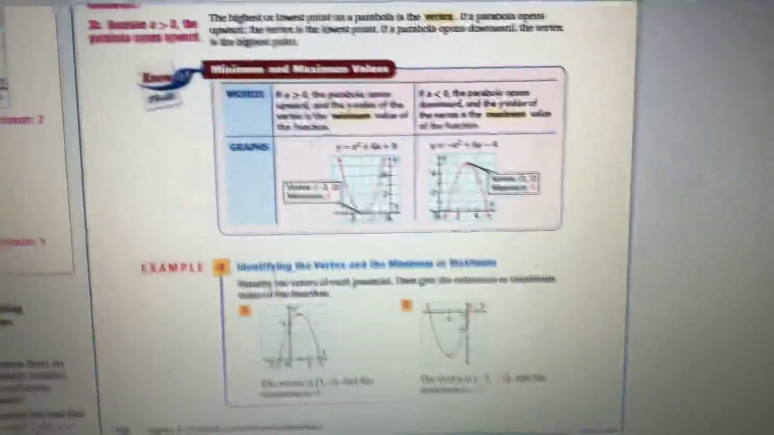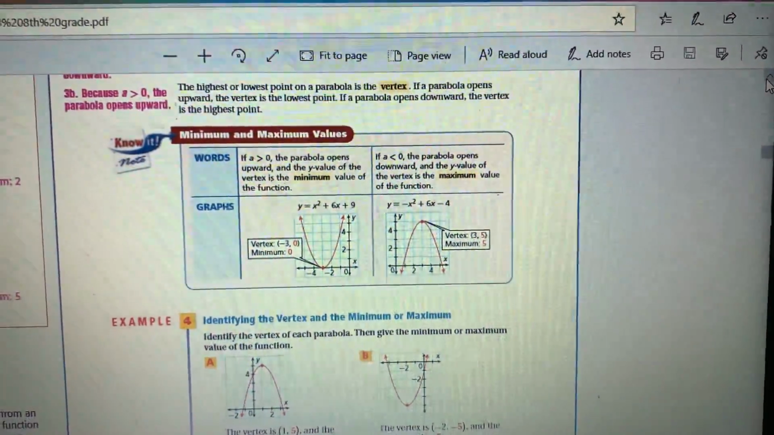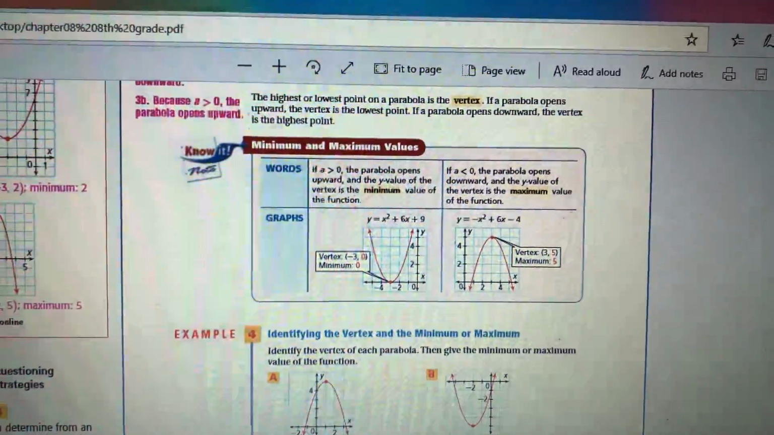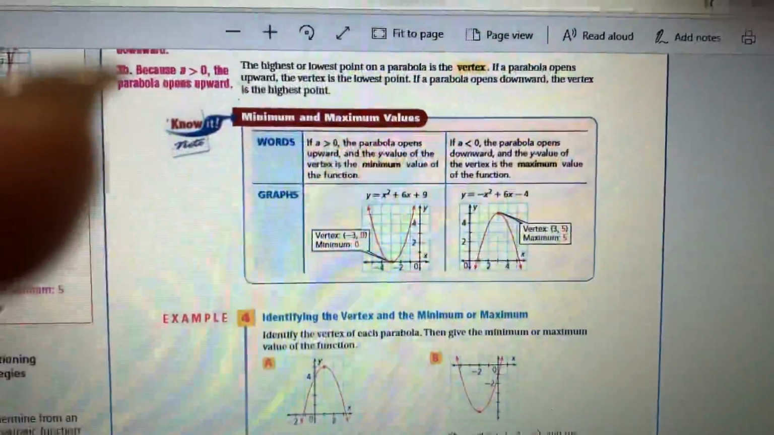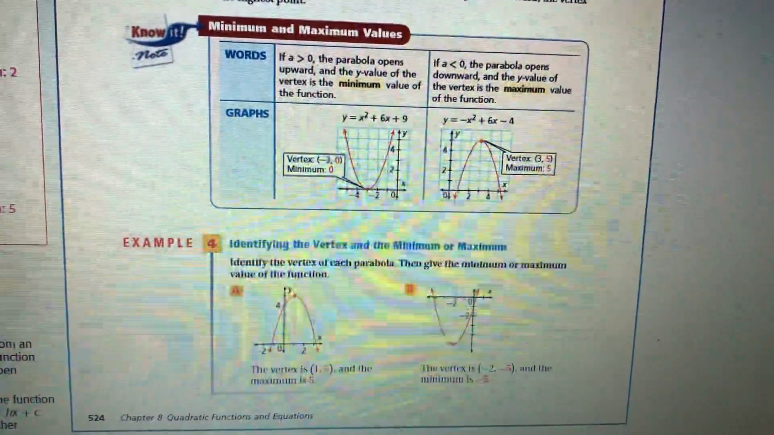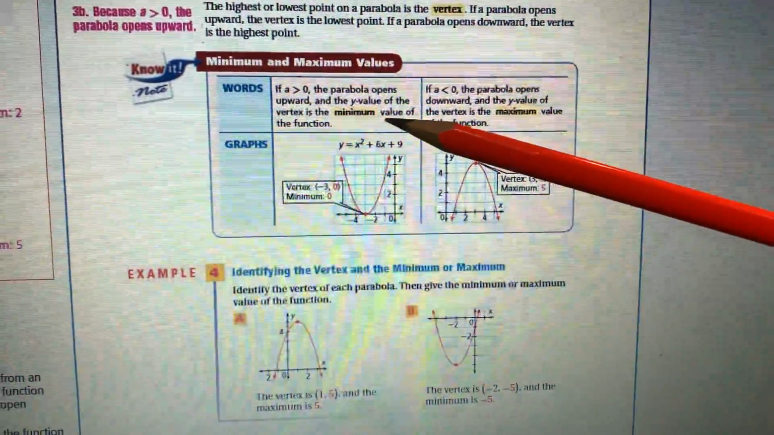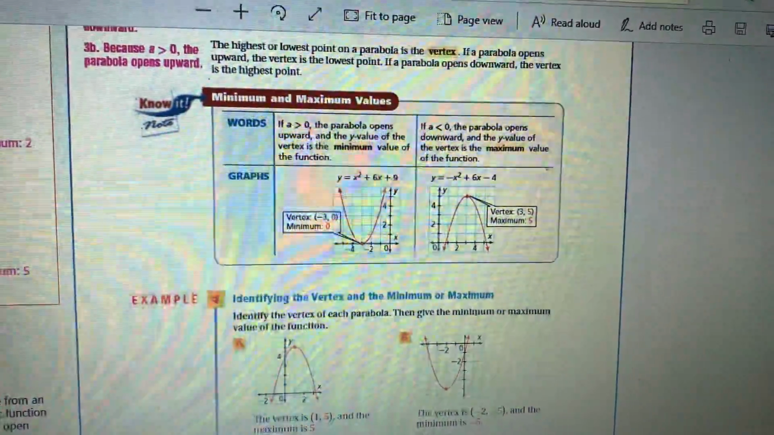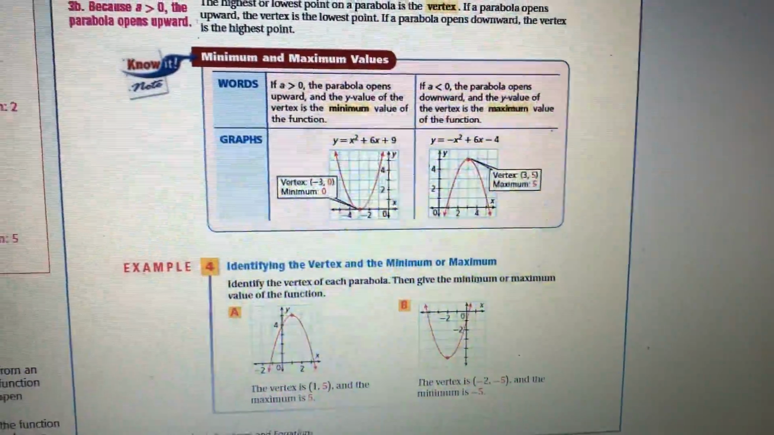Okay, another feature of quadratic functions, especially on their graphs, is what we call the vertex of the graph. The vertex of the parabola, remember that the parabola is the graph of the quadratic functions, is the one that's going to give me the minimum value or the maximum value. That means the highest point and the lowest point in my graph.